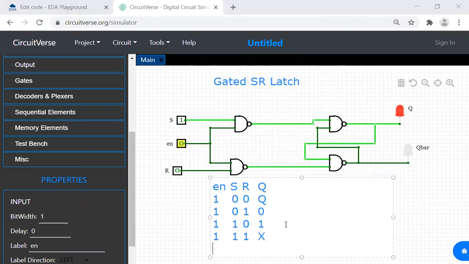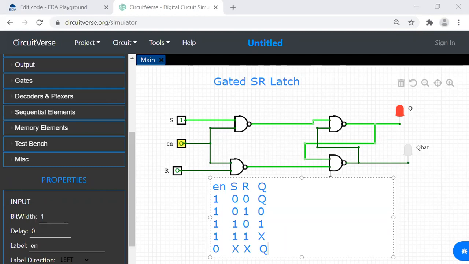Now the next thing is, if enable is 0, whatever may be your S and R, this XX can take 0, 0, 0, 1, 1, 0, 1, 1. Any of these combinations can be available in X. So whatever may be the value of X, it will always follow the previous state. So what is your previous state? I will write it as Q. So this is for the gated latch.